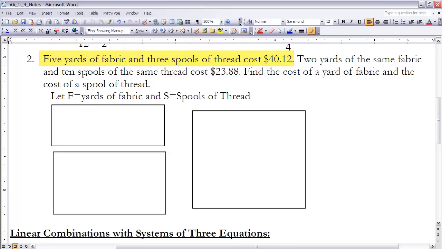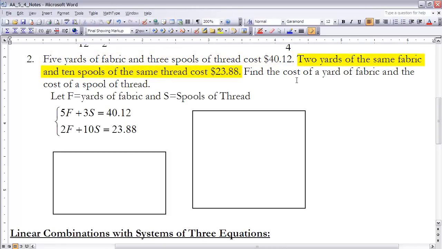Then I can do the same thing with the second sentence, where it says 2 yards of the same fabric and 10 spools, so 2F plus 10S is equal to 23.88. By doing that, I've come up with a system of two equations. When we have word problems like this in this chapter, when we're dealing with systems, our goal is to write a system of equations, and that's what we've done now. Now I'm going to use linear combinations to solve this.